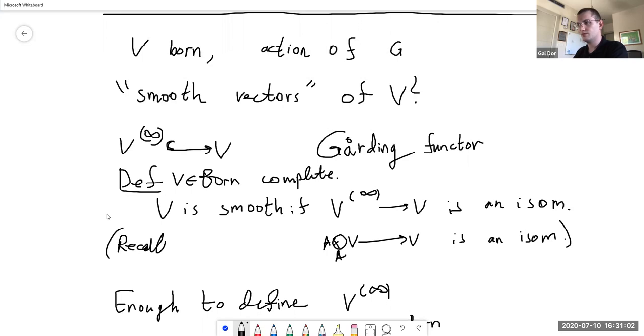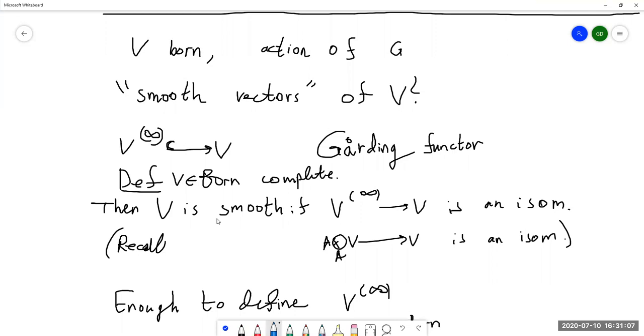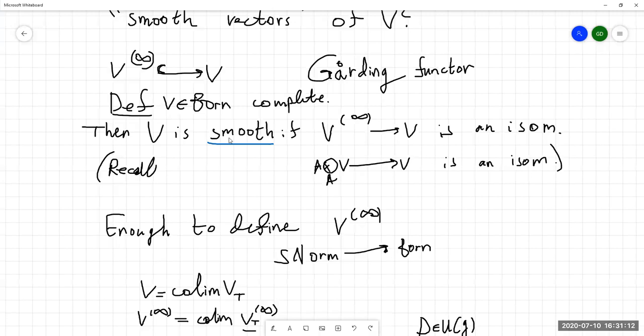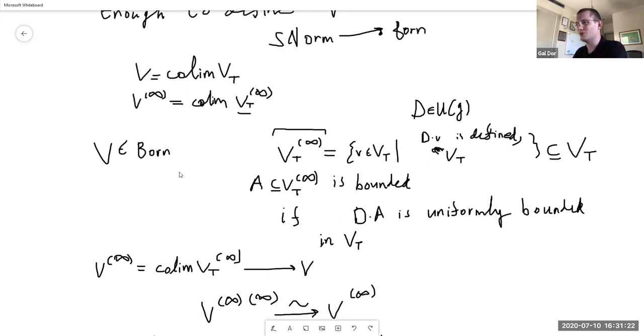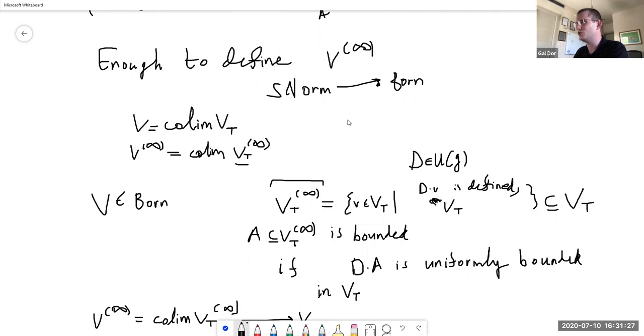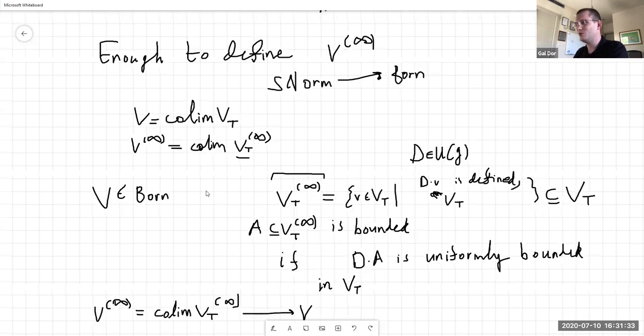Again, you define the functor by defining it first on these seminorms. On the completion with respect to one seminorm, and can you continue, or what is it that you're doing? As was mentioned here, this isn't really actually a functor on seminorms, because it's not immediately clear that the action of G descends to each of these bounded subspaces. But basically, what I'm doing is defining. So you could think of it as just a symbolic definition.